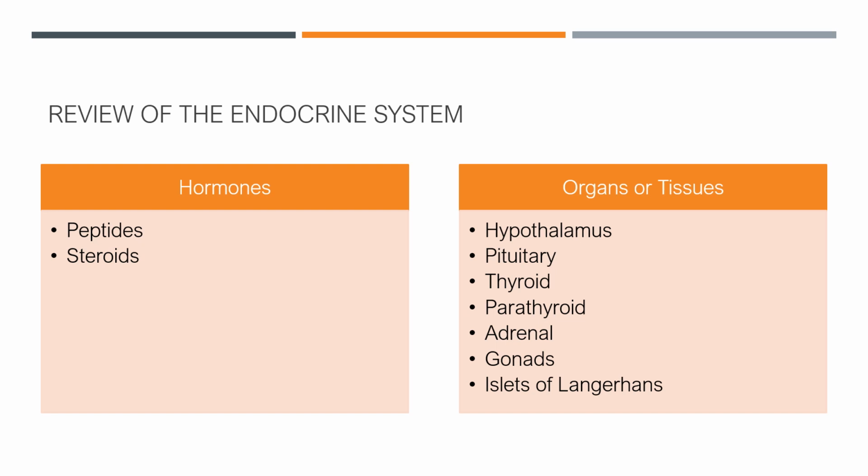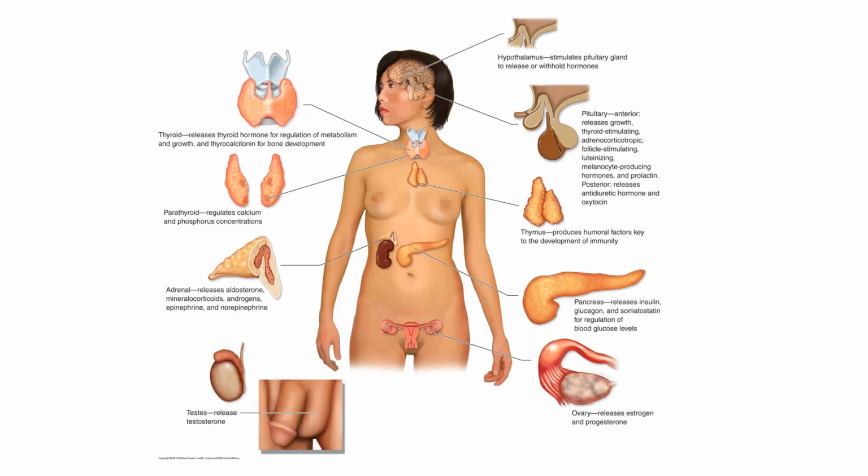Some of the organs or tissues that are in the endocrine system are the hypothalamus, the pituitary gland, the thyroid gland, the parathyroid gland, the adrenal glands, the gonads, which include the testes and the ovaries, and the islets of Langerhans in the pancreas. Here's a lovely picture of all of the different organs and tissues that are involved in the endocrine system.